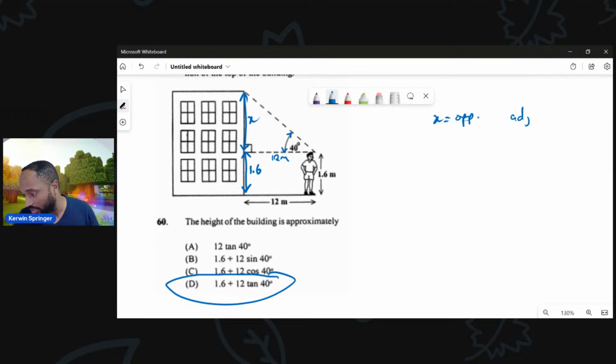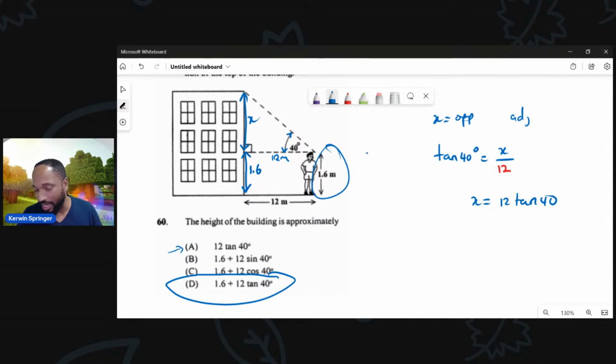The tan of 40 degrees is equal to the opposite, which is x, over the adjacent, which is 12. So x is really 12 tan 40. So why don't we just say A then? Well, you had to add back the 1.6. So the answer is D.